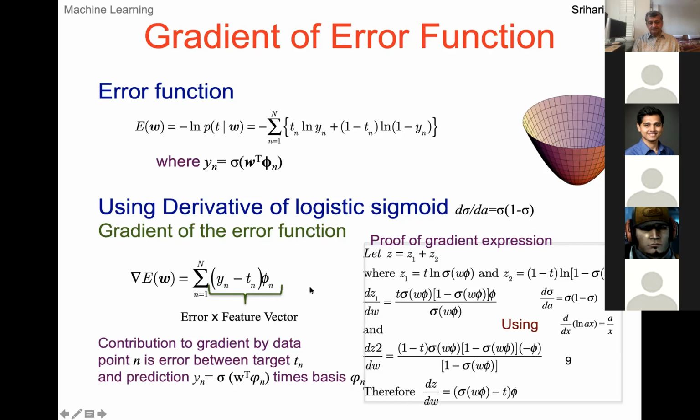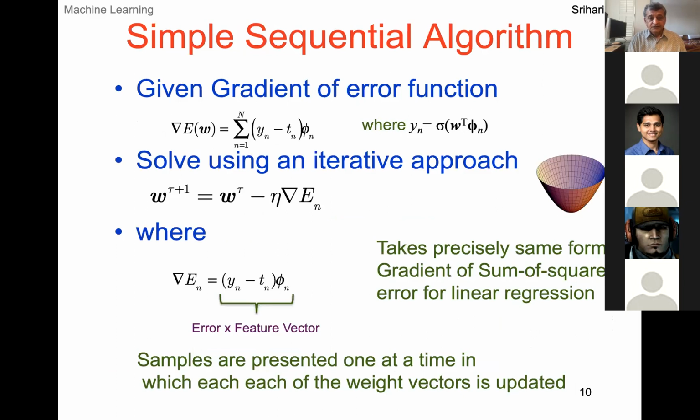So that's the derivative. And what are you going to do with the derivative? Well, the derivative is used in gradient descent. It says Wt plus 1 equals Wt minus eta times the derivative of E. So that is how you update the weight vector for logistic regression. And so this tells you what the derivative expression is for logistic regression.